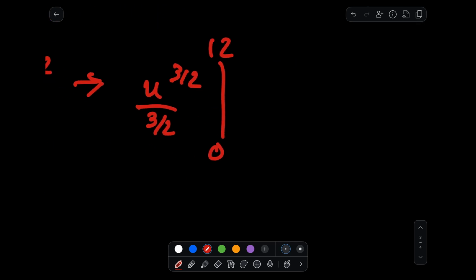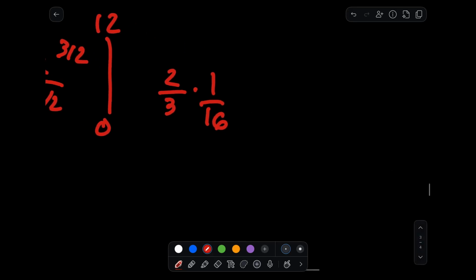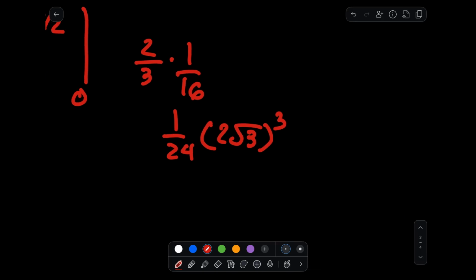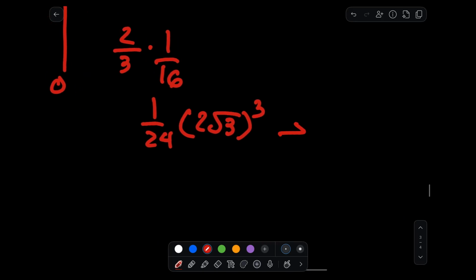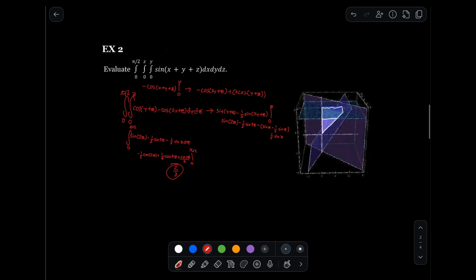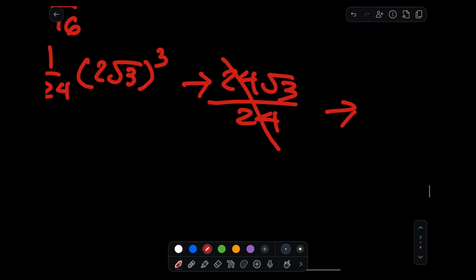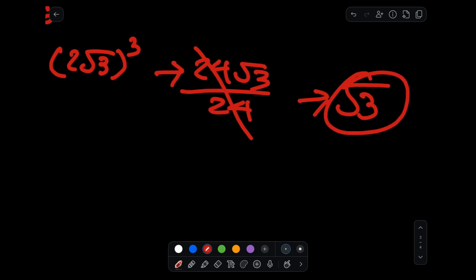And then you would get 2/3 times the 1 over 16. Don't forget that constant out front. That's going to be turning into 1 over 24, times this whole quantity, root 12. Actually, let's write it as 2 root 3 cubed. It's going to be 8 times 3 root 3. That's 24 root 3, so it's going to be 24 root 3 over 24. Oh my gosh, my iPad's glitching now. Perfect timing. And then we get root 3 as our final answer.